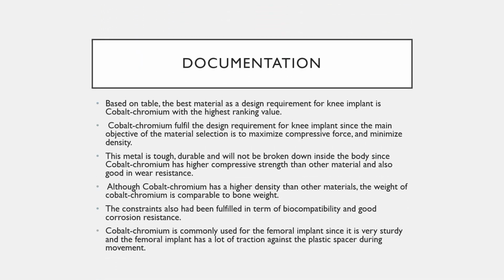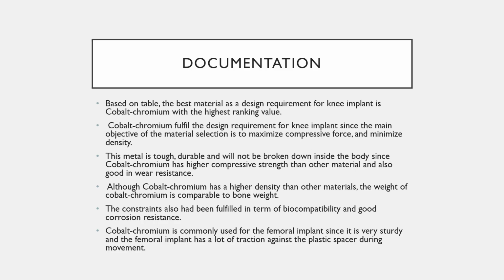And the last one is documentation. Based on the table from the previous slide, the best material for the design requirement of the knee implant is cobalt chromium. Cobalt chromium fulfills the design requirement for the knee implant since the objective of the material selection is to maximize the compressive force and minimize density. And this material is tough, durable, and will not break inside the body because of its higher compressive strength and good wear resistance.